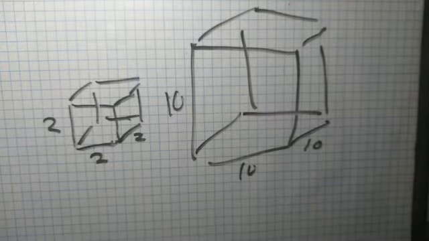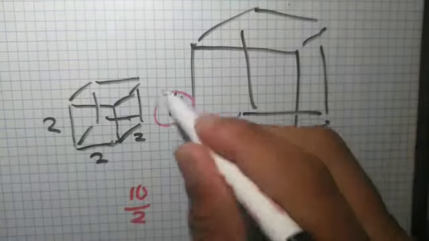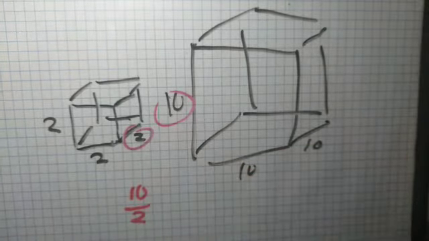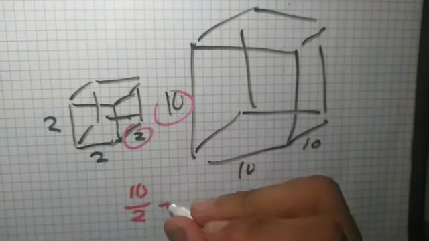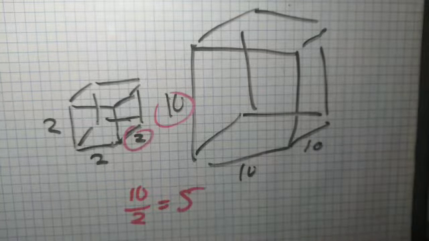Now, what we're going to try to figure out is if these are really similar, and we can prove that by using a ratio like we did previously. That ratio would be 10 over 2, which is one of the side lengths, whichever one, since all these are equal, which is equal to 5. It has a ratio of 5.